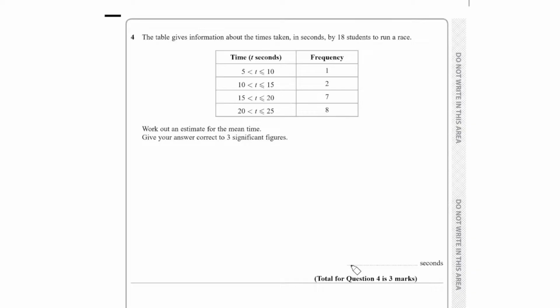Question 4, another pretty nice one, this one. If you've got the method memorized, then it's a pretty straightforward question. So the table gives information about the times taken in seconds by 18 students to run a race. So you can see we've got some ranges here. This would technically add up to 18 because they've said it in the question. Work out an estimate for the mean time.